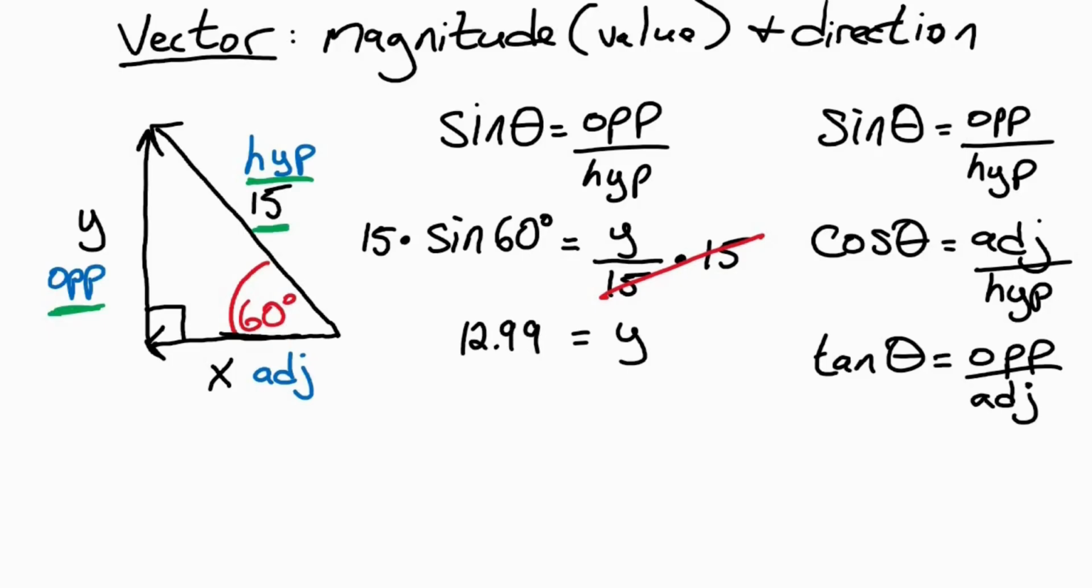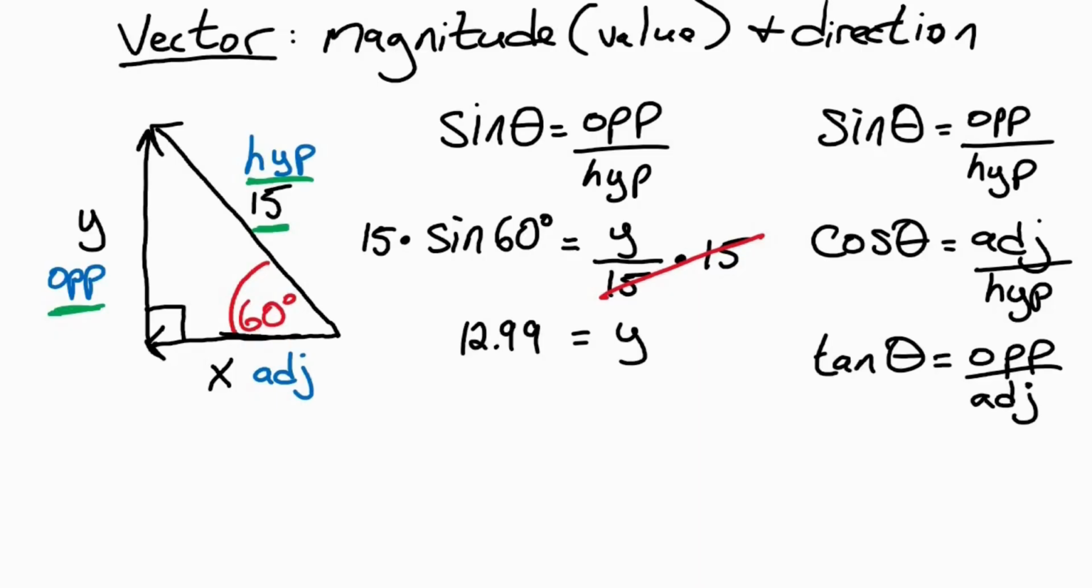12.99. Now, let me ask you this. Right off the bat, does this value make sense? And you're like, hey, you know what? How would I know? I've never actually done trigonometry before. How would I know that a value of 12.99 makes sense?